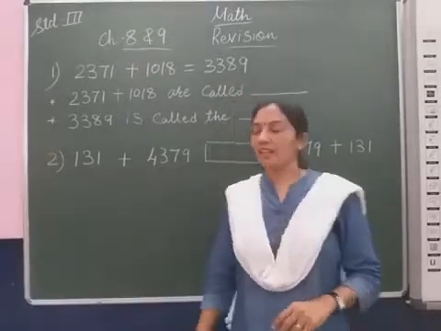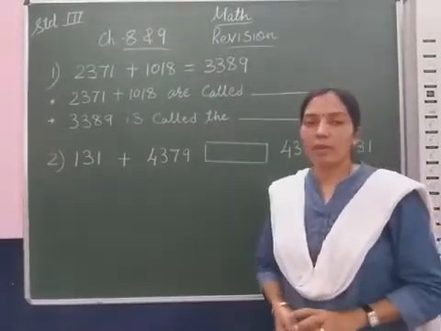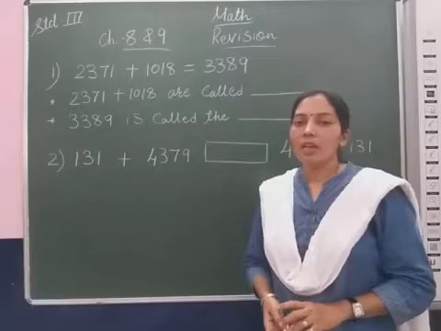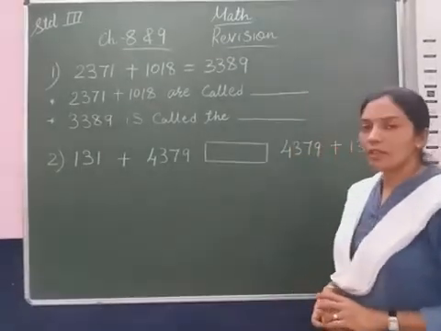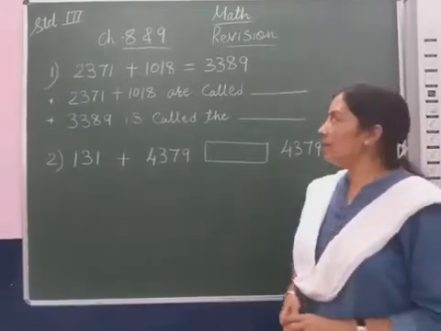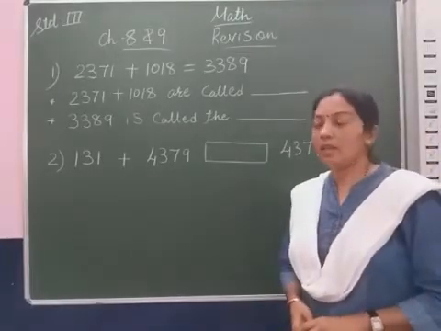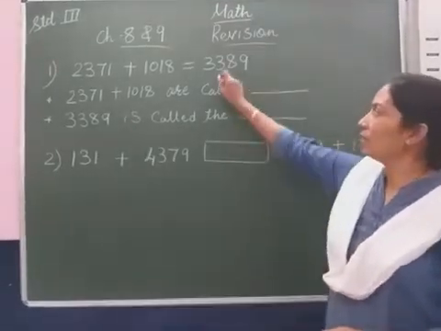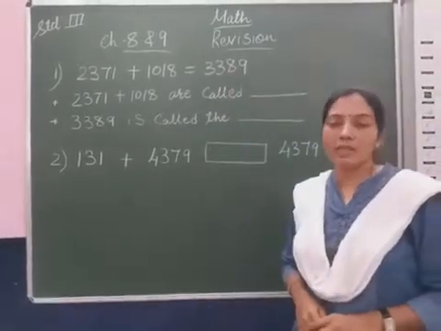Students, this question is given from the chapter Addition. The 4-digit addition: 2371 plus 1018 is equal to 3389.